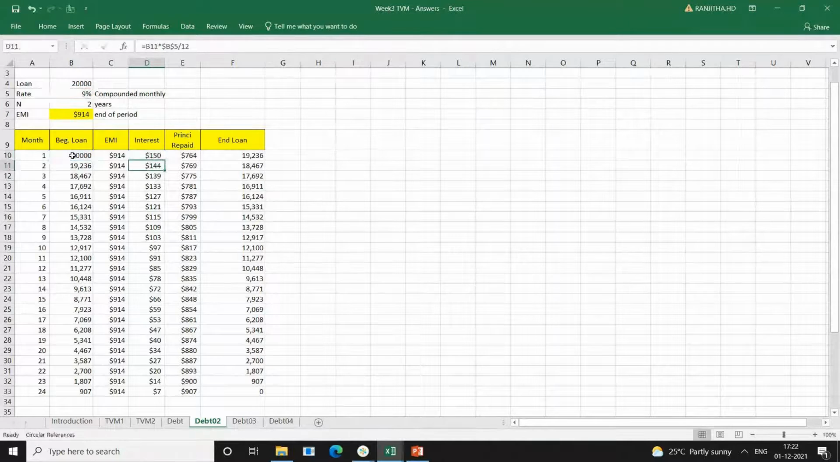Here the principal you have paid is interest minus the EMI, that is how much it will be, 764. Then the end loan. The end loan you need to do as the beginning loan minus the principal repaid. So that will be your end loan. This end loan you need to drag down here. How do you take it? Equals, select the end loan immediately. Then if you drag down, it will give you the answer.